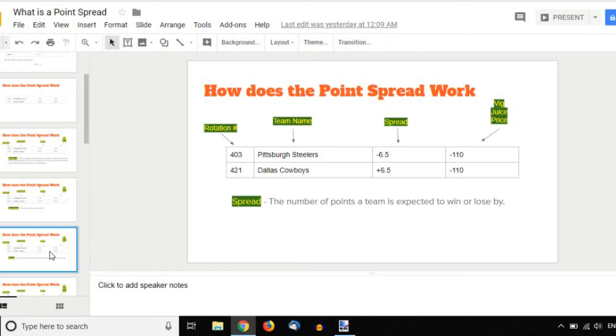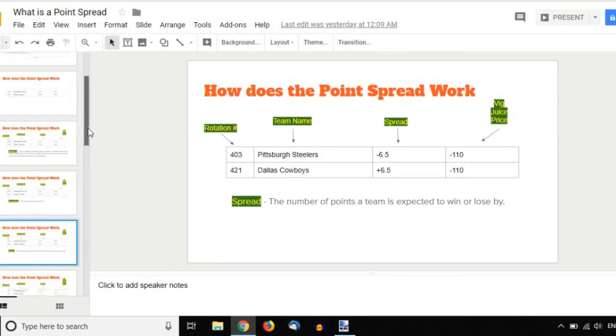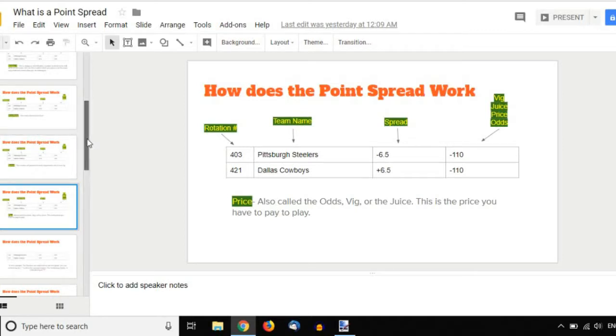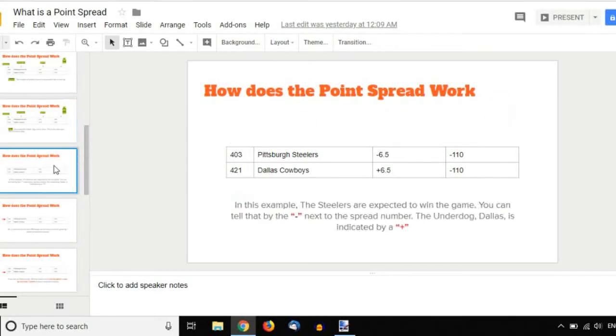The last line here is the bet line. That's your vig. That's the juice. That's the price. That's the odds. That is the price you have to pay to play. So we'll get into it a little bit deeper.